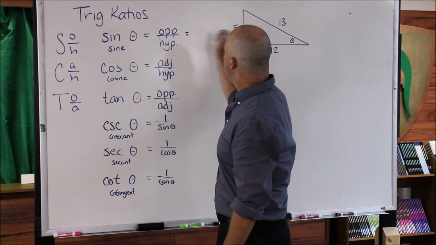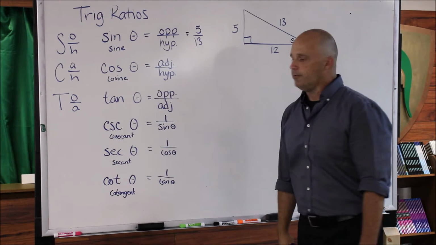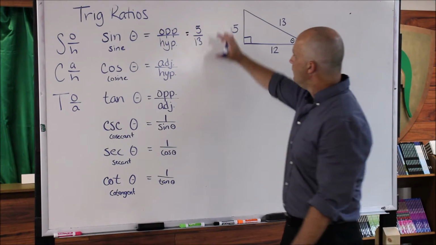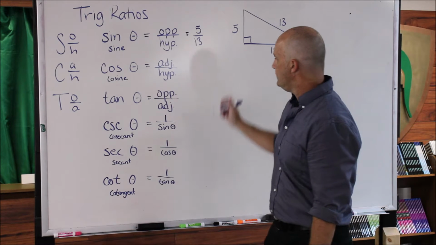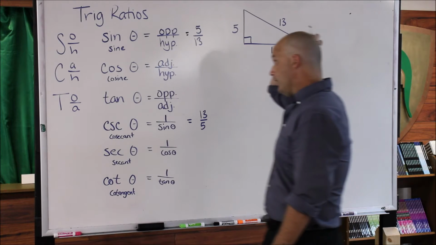So the sine of theta for this particular triangle is 5 over 13. Now if we want to find the cosecant of theta, all we do is we take this, the 5 over 13, and we're just going to flip that and it becomes 13 over 5.